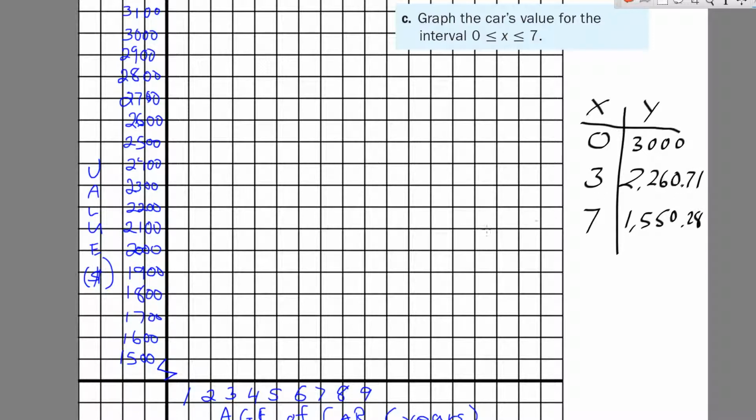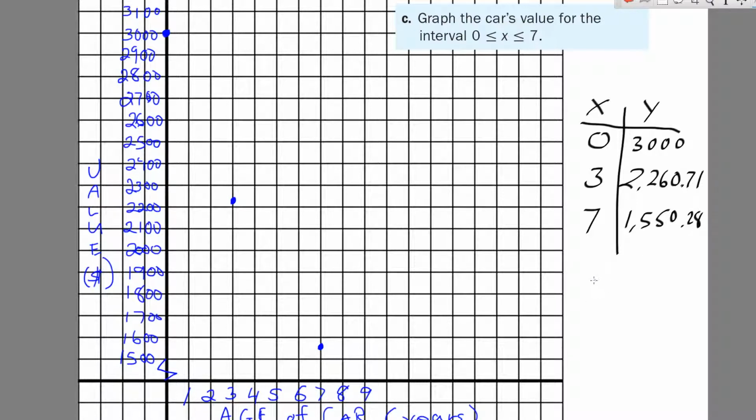We'll go ahead and plot these points. Let me put a different color in here. So we definitely had our starting point at 3,000. We then had in 3 years 2,260, so that's between 2,000 and 2,500, so about in here. And then in 7 years we had 1,550, so that's about here. Now we can see that this is beginning to get this kind of a curve to it. And we could predict even further some values for the car.